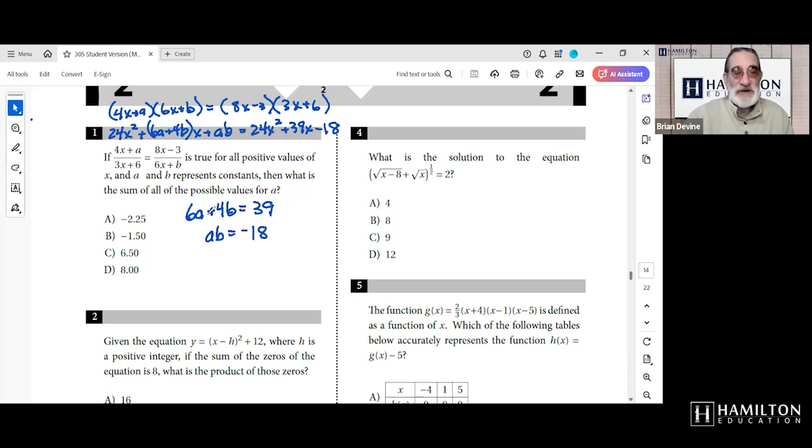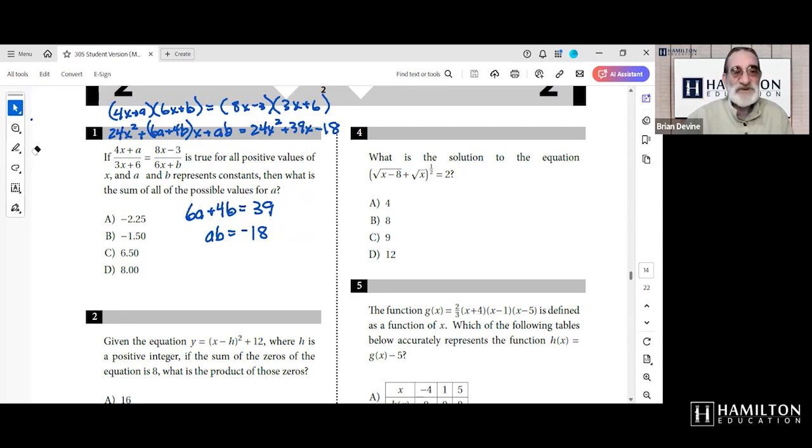So I have a system where 6a plus 4b has to equal 39, and ab equals negative 18. Now, again, I could graph that. I could graph this one as 6x plus 4y equals 39, and b equals negative 18 over a. So I could have done that and graphed it.